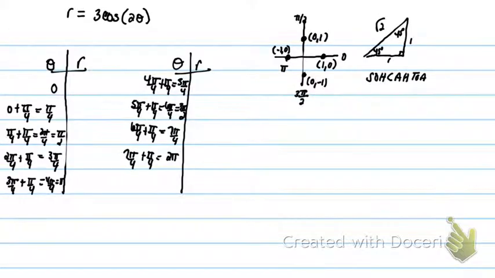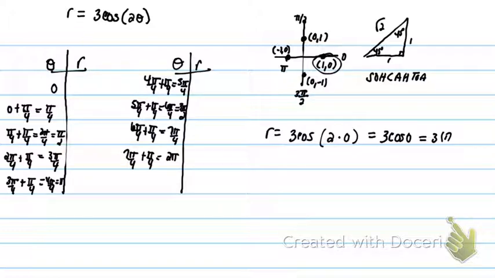Okay. All right, so don't forget that we are plugging into the original equation here. That's how you're getting your r values. So we're going to start, we're going to plug in, we're going to have 3 times the cosine, we're going to do 2 times, what are we starting with? 0, right? That's your first point for theta. And so you get 3 times the cosine of 0, correct? And we know cosine of 0 is really what? 1, right? Because you're right here on the unit circle.